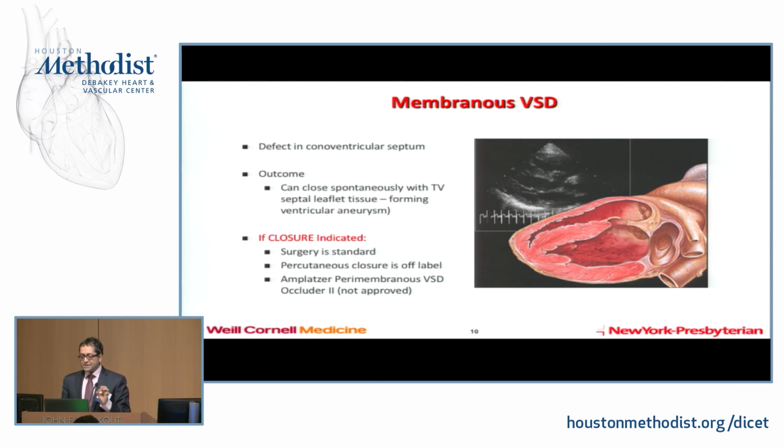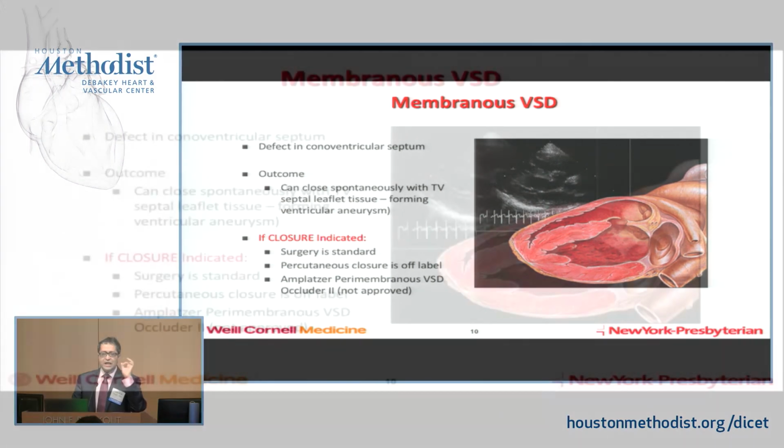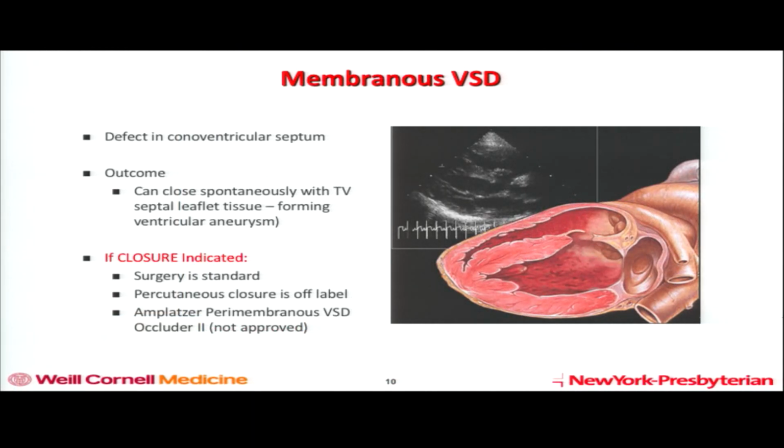So membranous, if you looked at it in a parasternal long axis view on echo, it'll often be that part of the ventricular septum right next to the aortic valve, kind of tapered towards the tricuspid valve. They can close, as I mentioned, with tricuspid valve tissue, and if you do need to close it, and we'll talk about indications in a second, surgery is your standard and your gold standard way to close membranous VSDs. Percutaneous closure is done occasionally, though it is very off-label, but we do it on a certain case-by-case basis when there is a ventricular septal aneurysm.